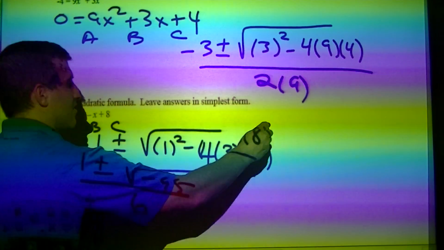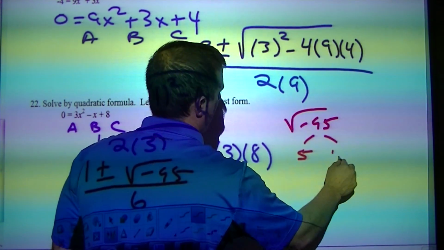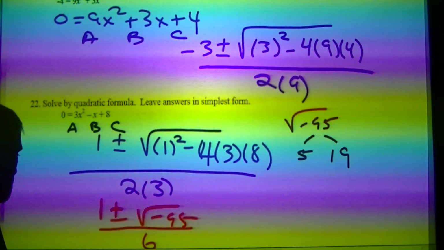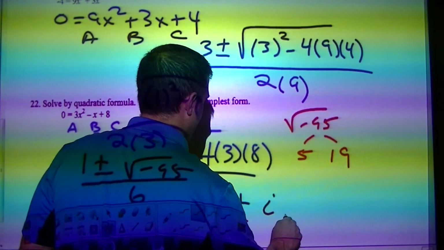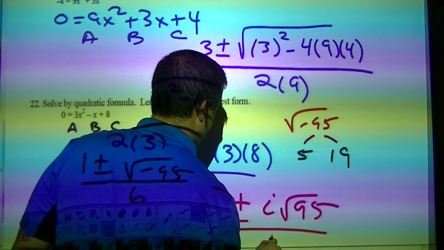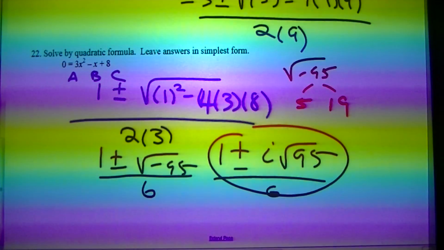Now, if I break down the square root of 95, okay, all right, I think the first thing is 5 and 19. Neither of those are going to get any smaller. Now, since I got this negative, I got to pull the i out. So that's 1 plus or minus i square root of 95 all over 6. And that's going to be my final answer on that one.